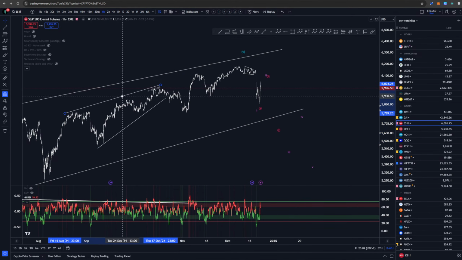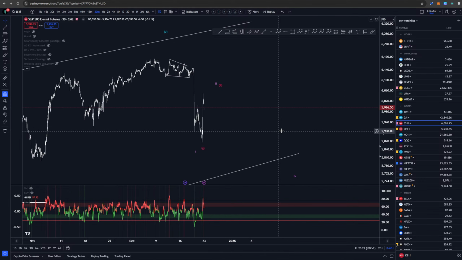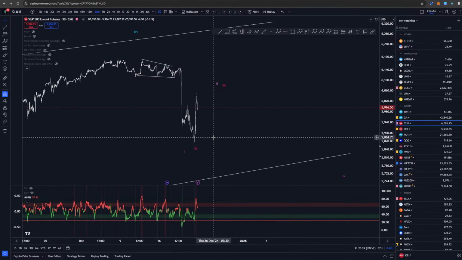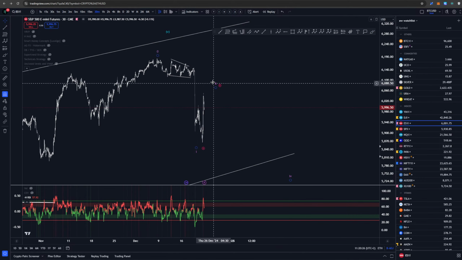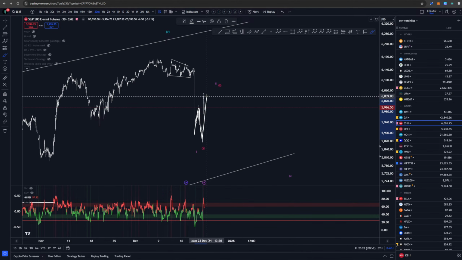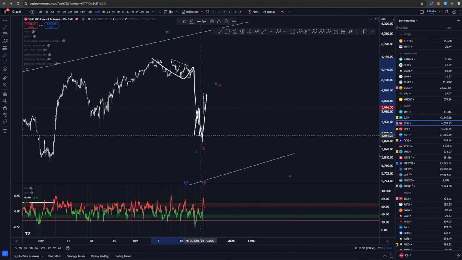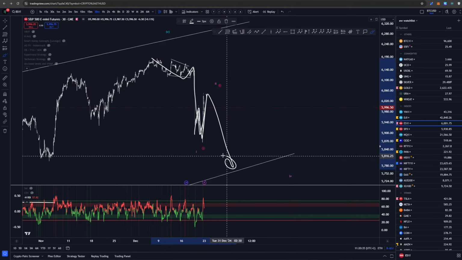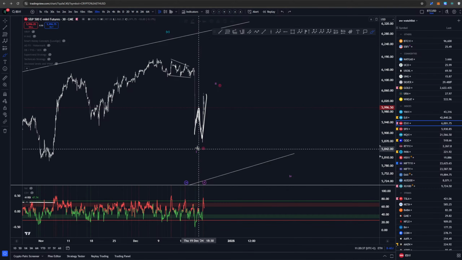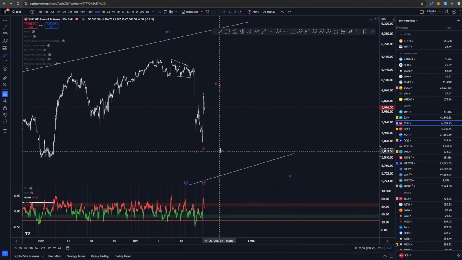But if you want to be playing the local structures, you have to know what these previous structures could be part of. So that's why I wanted to go over that. Now, if this is an ABC like so, and we are still expecting a 1, 2, 3, 4, and 5, we could be expecting one more low, where this wave 1 or wave A would not be in yet, right?